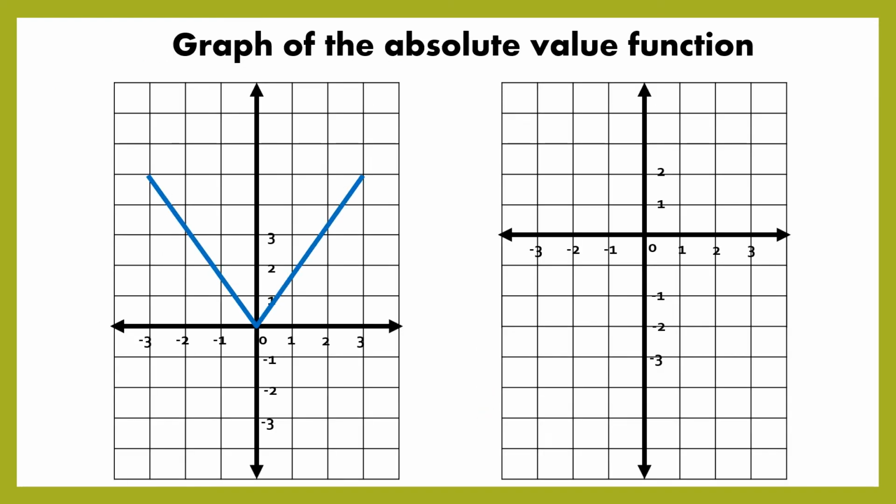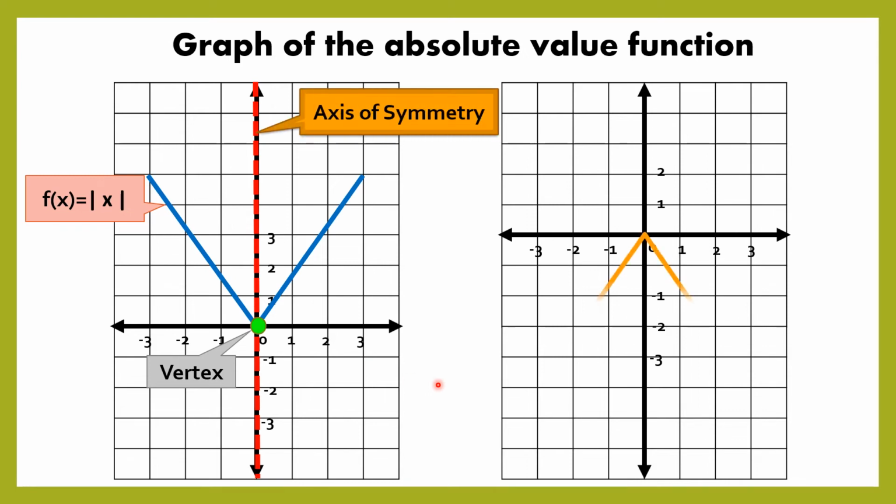At ang graph ng absolute value function ay para siyang pa-V. So, kapag naka-open upward, that is positive. F of x is equal to the absolute value of x. At ang vertex ay yun na dun sa baba. And then, ang ating line of symmetry, kung nasa vertex, dun siya magpa-pass through.